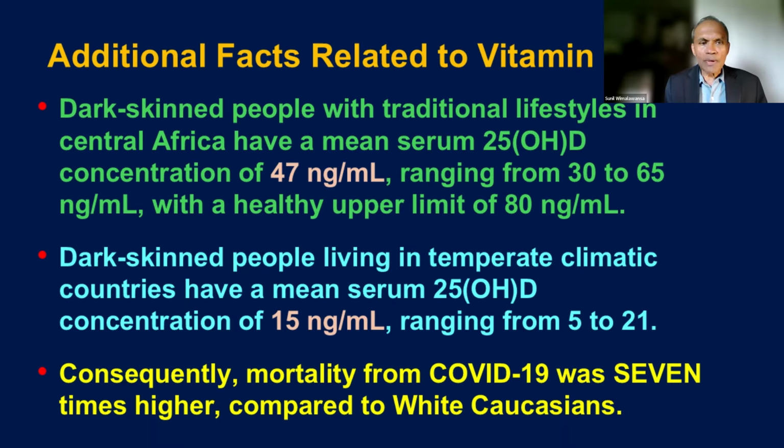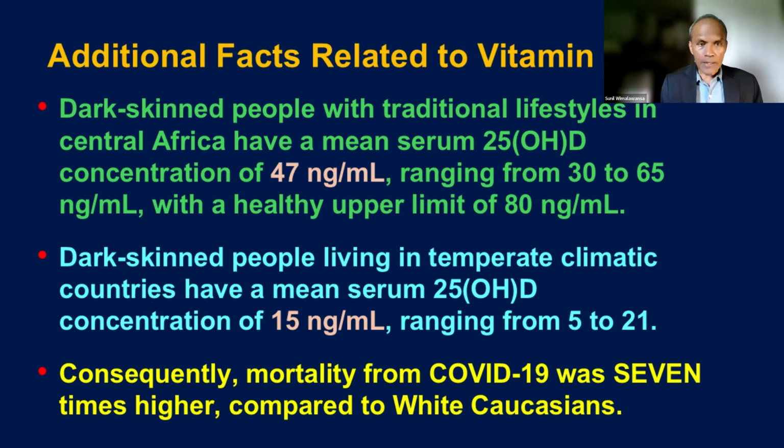So, one more important fact related to vitamin D and sun exposure. Those in the equatorial region, like in Africa, have an average serum 25-hydroxy level of about 47, ranging from 30 to 65. Remember, their skin is very dark, so very little is getting through, because that is designed to prevent overexposure, skin damage and cancer.